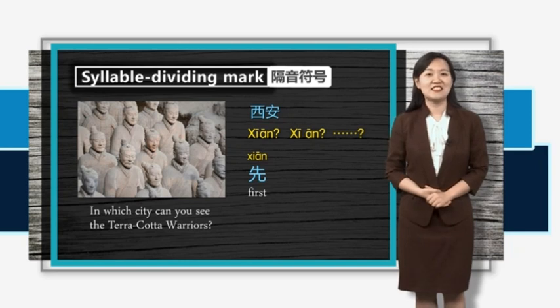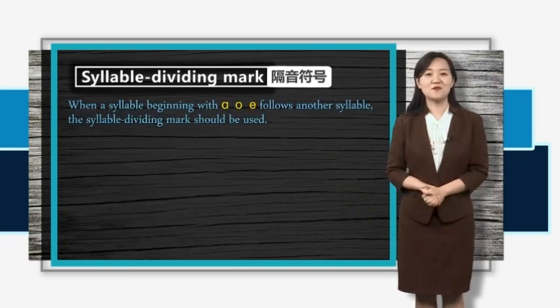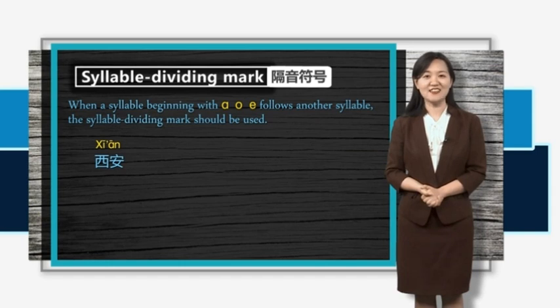If we write Xi and An together, it'll become one syllable. Xian means first, but Xi'an are two syllables. So when the syllable beginning with A, O, or E follows another syllable, the syllable dividing mark should be used. Its function is to separate the two syllables. So the correct pinyin for Xi'an is Xi'an.